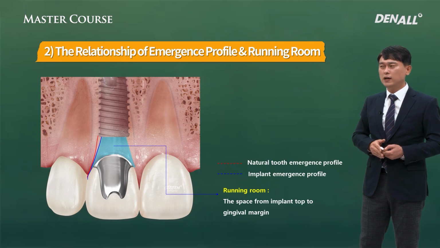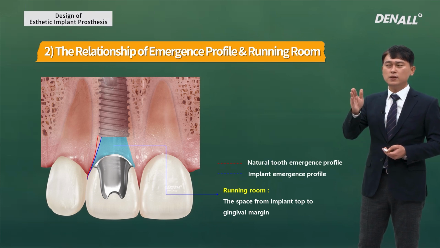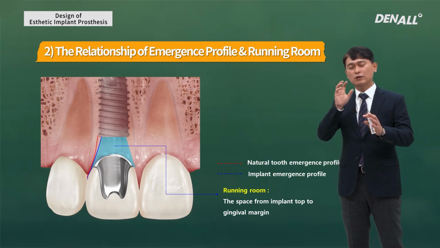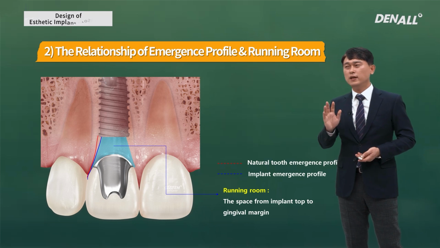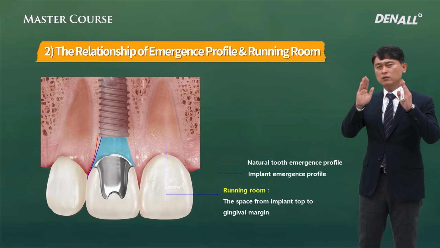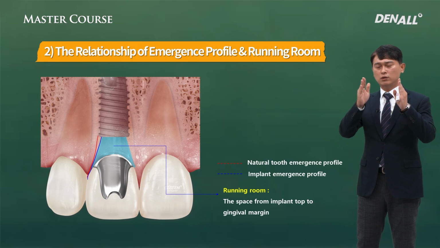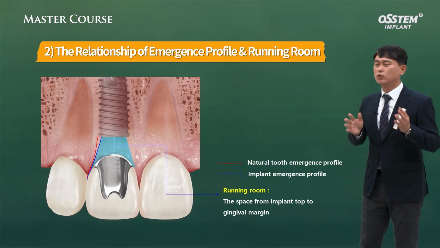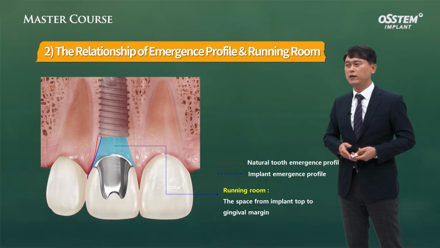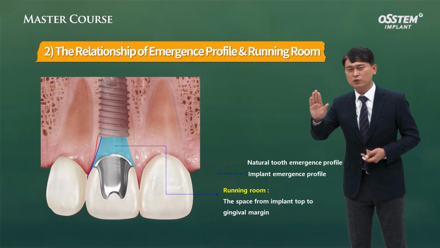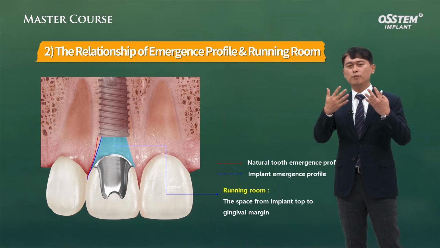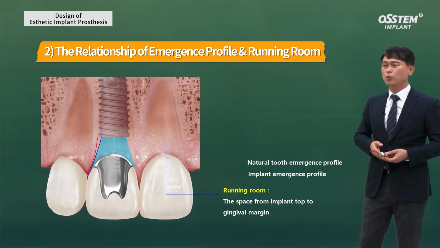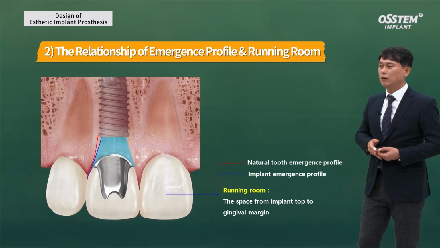The space is very important. The space itself should follow the natural tooth shape, or 4.5 millimeter diameters are set for implants, but that is not the case for natural teeth. So abutment profile itself can imitate the natural tooth, so we need to create the running room considering that to maintain interdental papilla, and the buccal soft tissue can be maintained appropriately, so aesthetic results can be achieved.